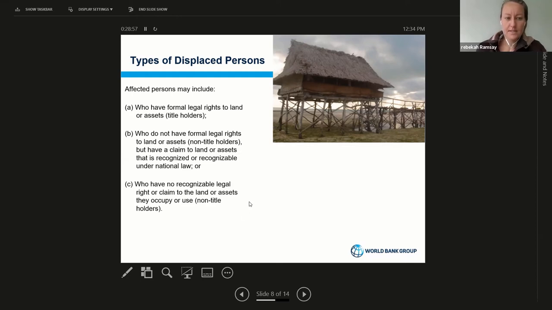Okay, so I've just seen item C will be an example of those that are considered squatters. I missed item C. Okay, sorry, who have no recognizable legal claim. Yes, okay, that's exactly right. So number C there, talking about people occupying, they are called squatters quite often. And people who are using the land for economic means, we refer to them as encroachers.